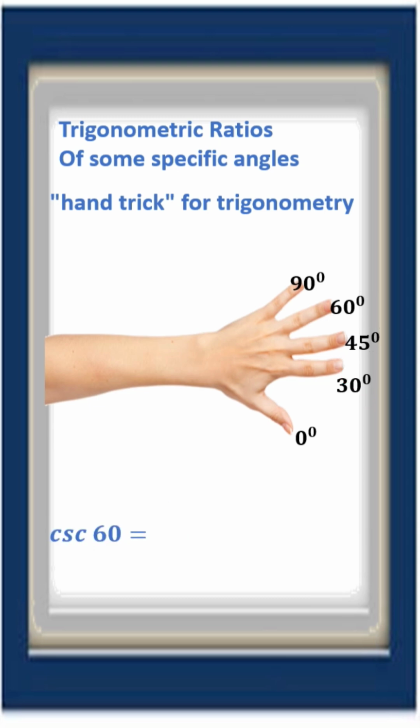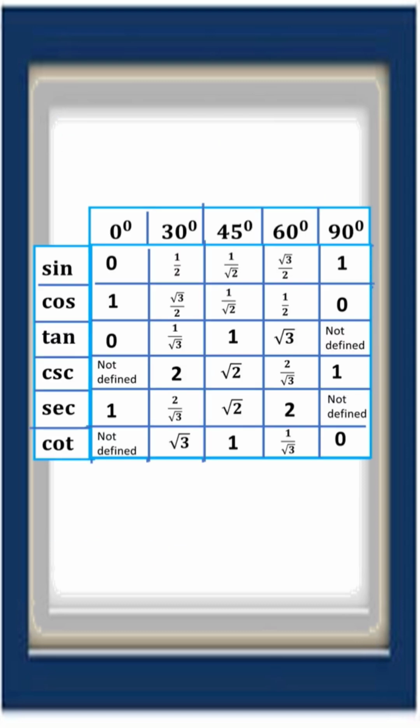You can also find cosecant ratios by using this formula only. For example, let us find cosecant 60. Where is the 60 degree finger? How many fingers are below the 60 degree finger? That is 3. So square root of 3 by 2 is the value of sine 60. So cosecant 60 is 2 by root 3, the reciprocal of the sine ratio. If you want to check, just look at the table: cosecant 60 is 2 by root 3.